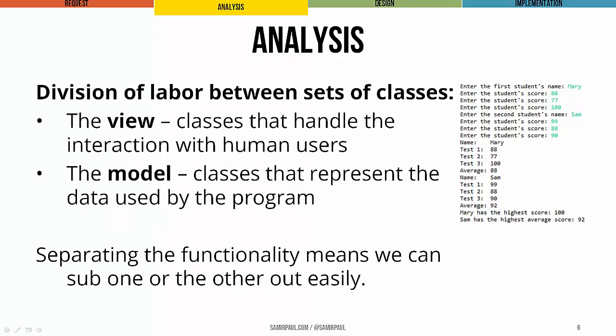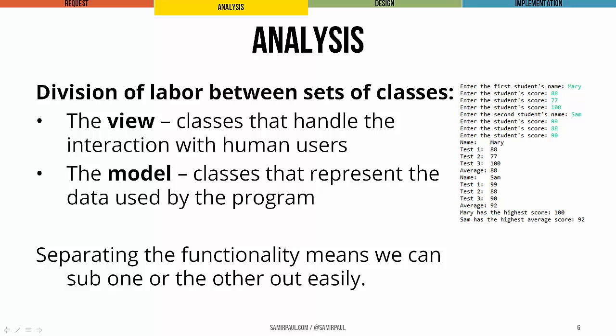Now, generally, we like to divide up the code for interactive programs into at least 2 sets of classes. We'll discuss a third later in the course. On the one hand, we have what we'll call the view, which is all the classes that handle any interactions with users, and that might include, let's say, input and output. On the other hand, we have the model, which is any classes that represent the data or the information that we're going to need to use in our program.